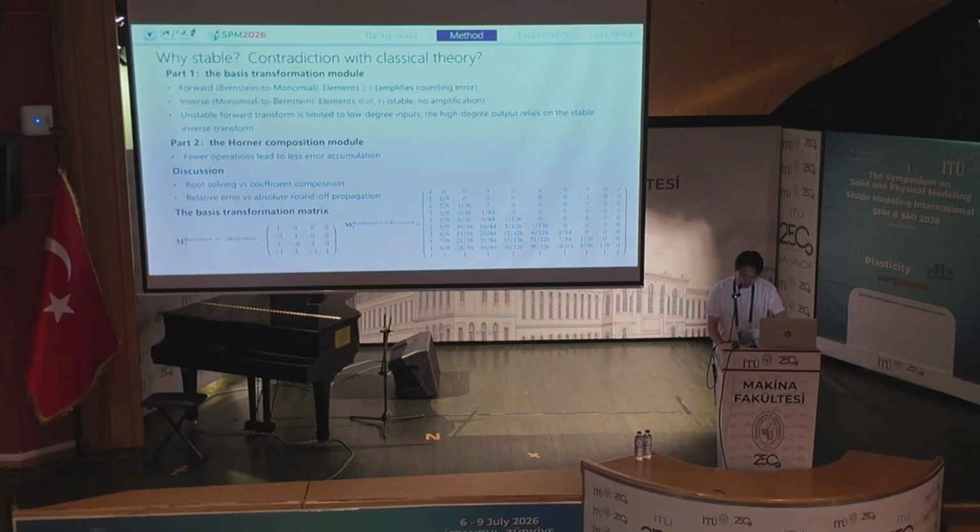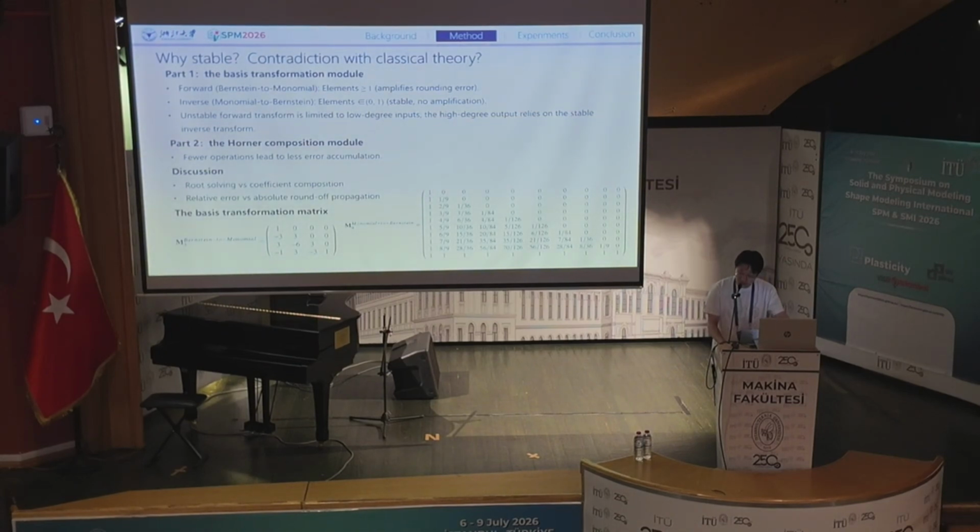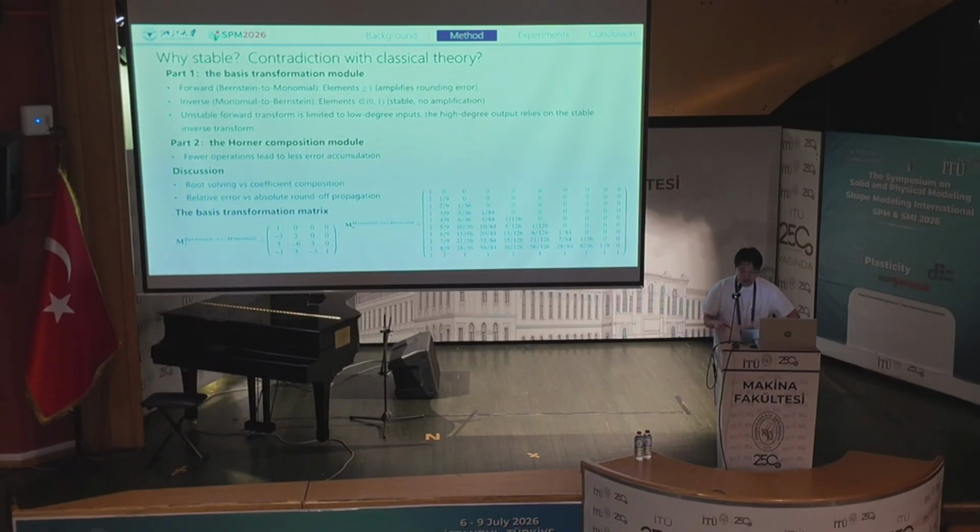Second, the Horner composition module reduces the number of operations, minimizing error. But what about Vaitkus' famous critique of the stability of power bases? We have two responses. First, his conclusions focused on root solving, but not coefficient composition. They are fundamentally different. Second, Vaitkus argued that the large condition number of transformation matrices causes instability.